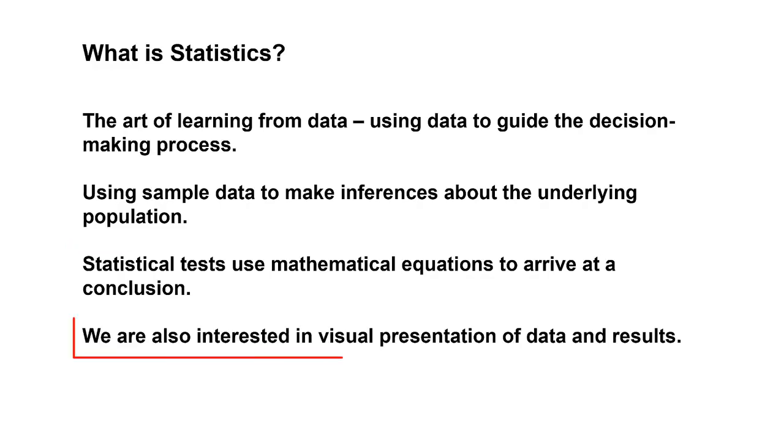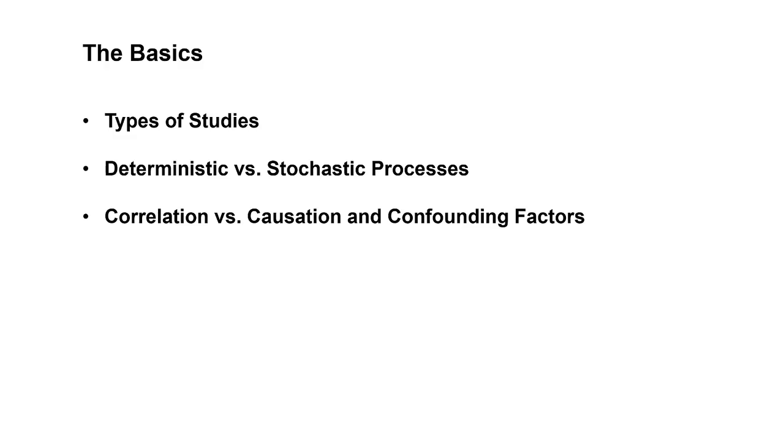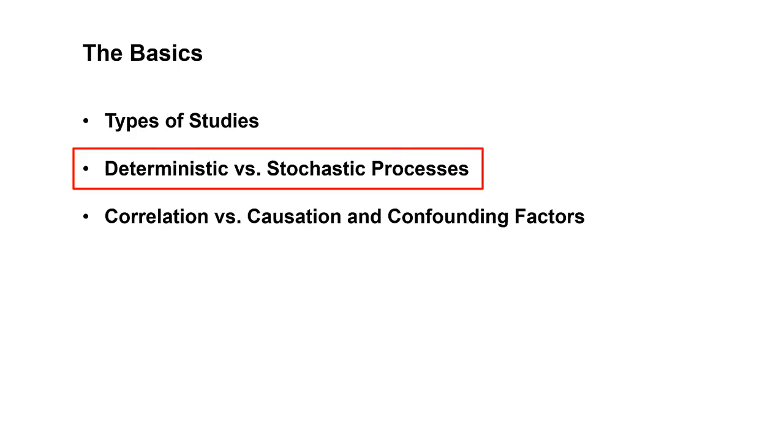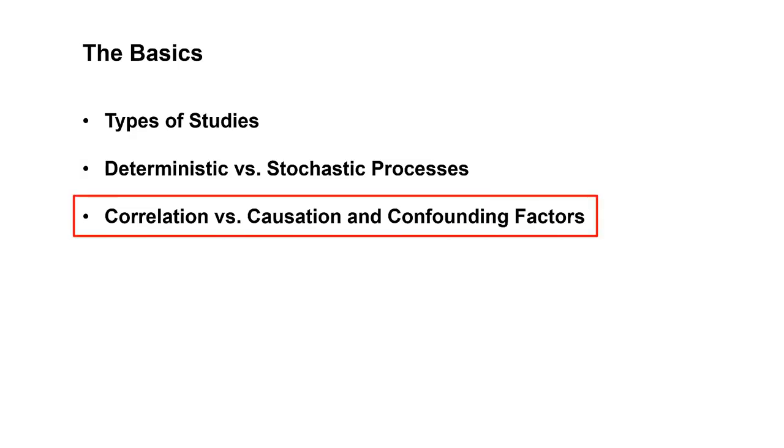In statistics, we are also interested in visual presentation of data and our results. So we're going to mix that in throughout our analyses. In this screencast, I'm just going to go over the basics. I'm going to cover the types of studies that statisticians use. I'm going to talk about deterministic versus stochastic processes. And then I'm going to talk about correlation versus causation and confounding factors. These are all important things that you need to consider when we're studying statistics.